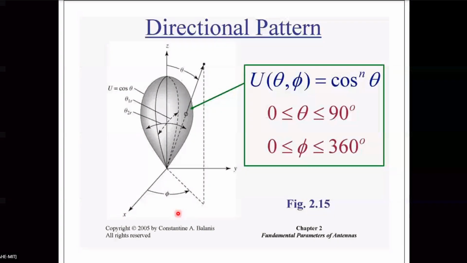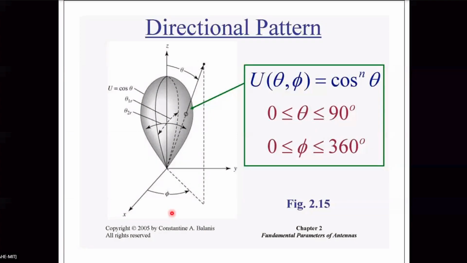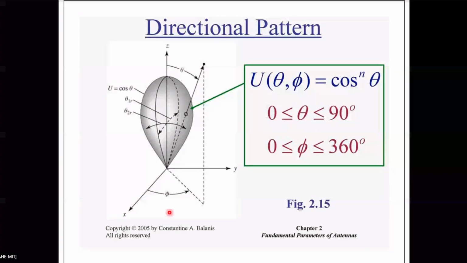Sir, when radiation intensity is given like cos theta sine phi, cos theta type, then the pattern is omnidirectional, right? No, no. Only sin theta is omnidirectional. Cos theta, sin theta, sin phi is not omnidirectional.